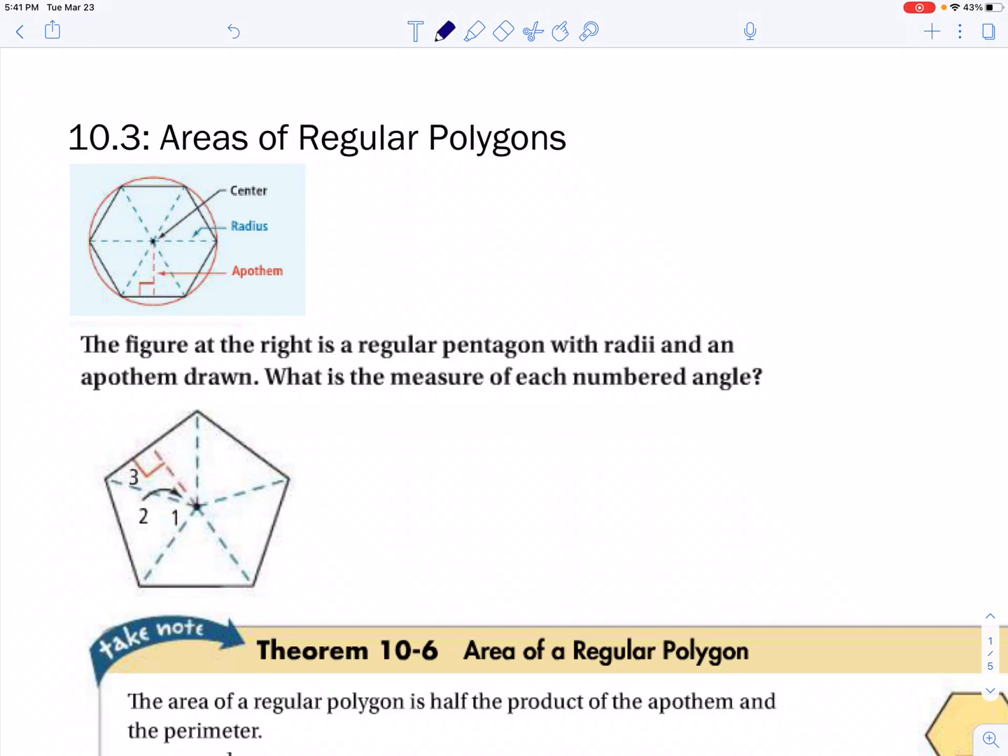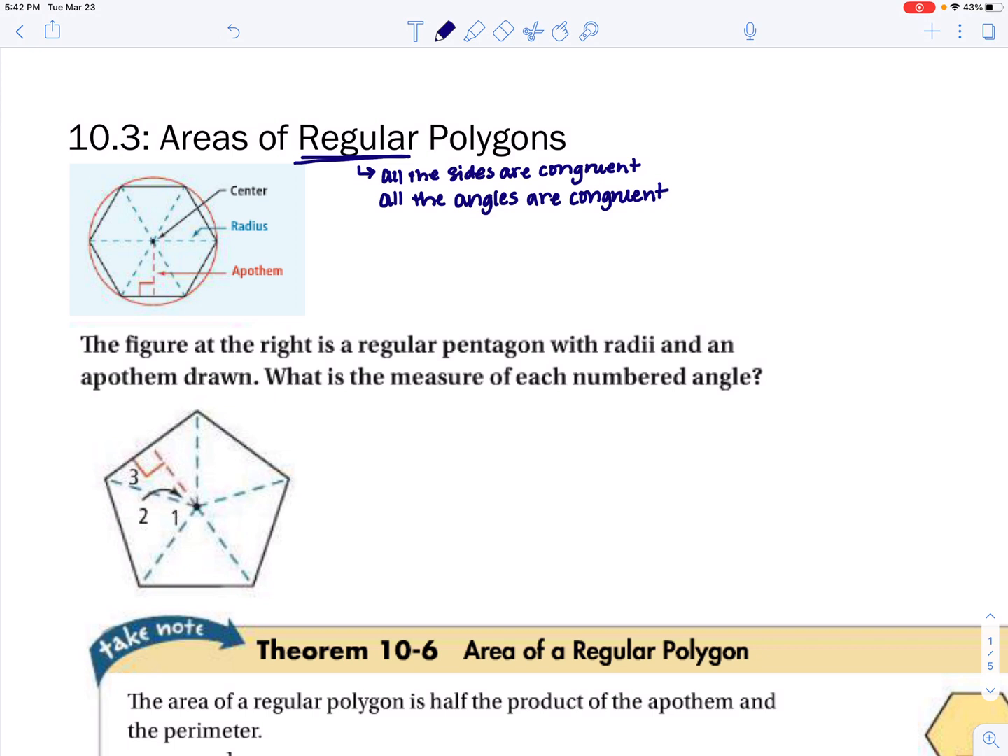All right, this lesson is on area of regular polygons. Just as a review, when you see this word regular, it means that all the sides are congruent and all the angles are congruent.